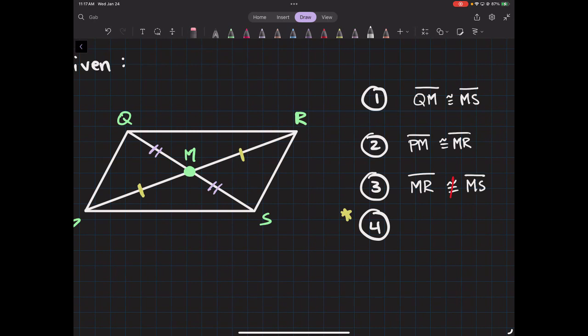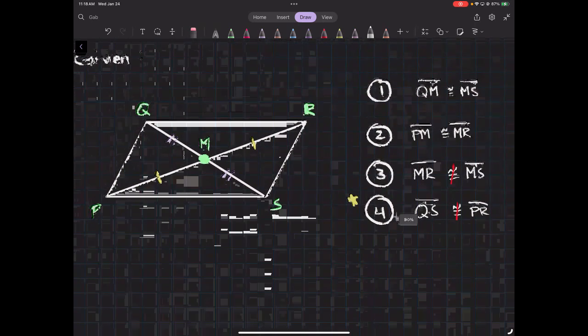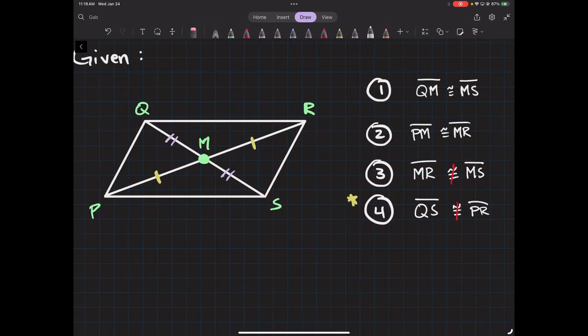And then 4, I put a star because it was the most important one. I did talk about it towards the beginning. Okay, it's QS not congruent to PR. Okay, that number 4, that one gets everyone all the time. Okay, me included when I was learning it. Okay, so be careful.